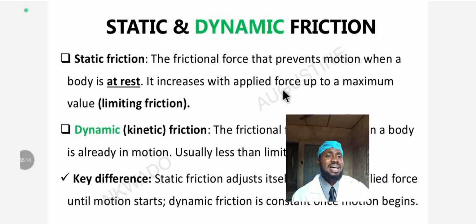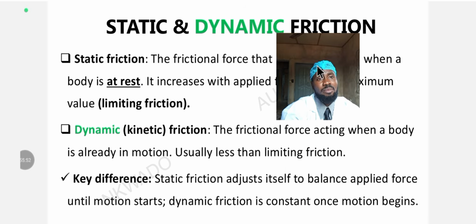It increases with applied force up to a maximum value, which is called the limiting friction. So when the limiting friction is higher, the object continues to be at rest. Remember, that friction is the thing that is limiting the body from moving. So let's look at dynamic friction.